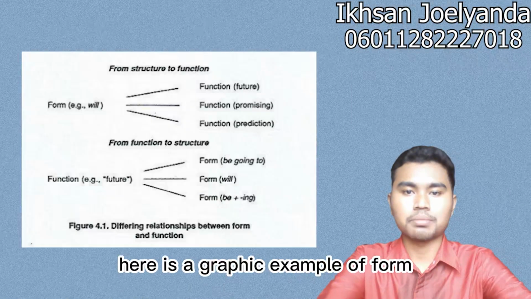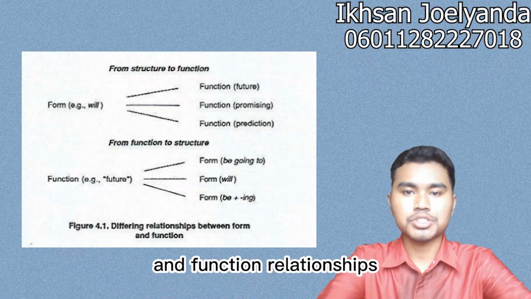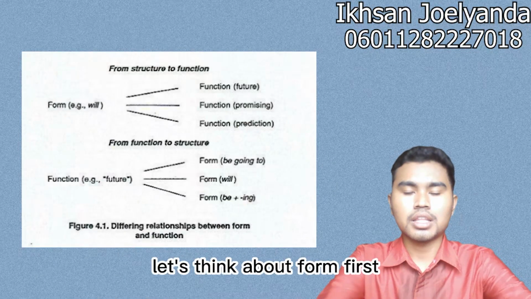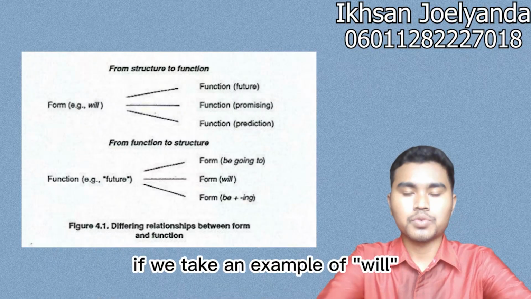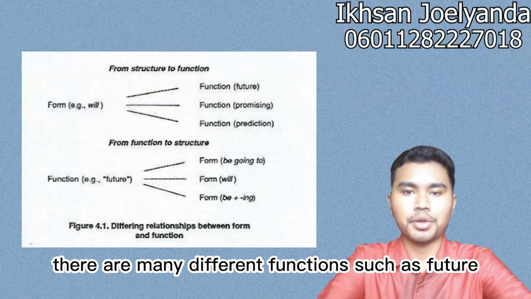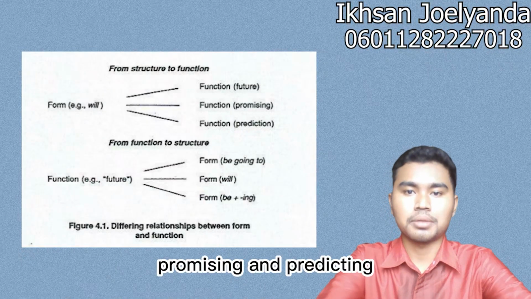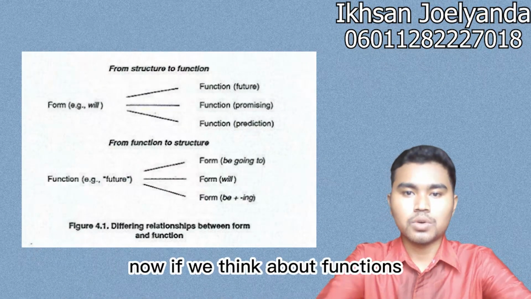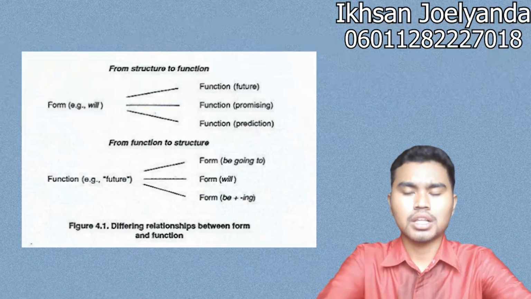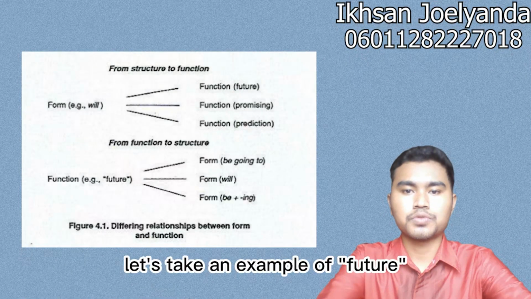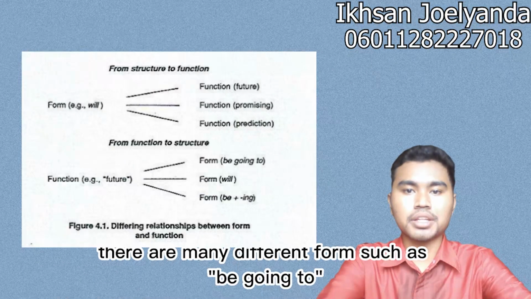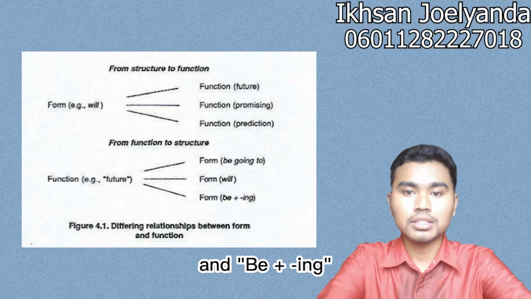Here is a graphic example of form and function relationships. Let's think about form first. If we take an example of will, there are many different functions such as future, promising, and predicting. Now, if we think about functions, let's take an example of future. There are many different forms such as be going to, will, and be plus -ing.